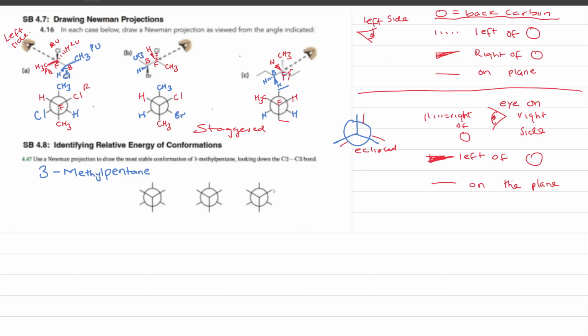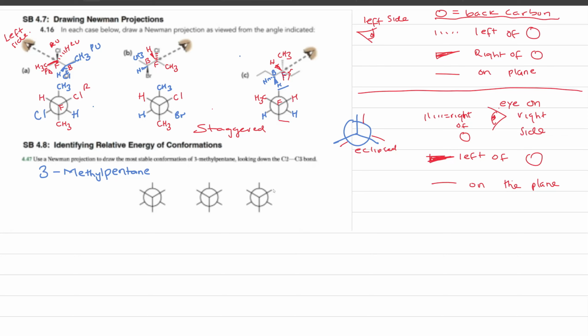And if you rotate maybe the front carbon just by itself, you're going to get the eclipse. Or if you rotate the blue back carbon by itself, you're going to get the eclipses of all these. Okay, got it.